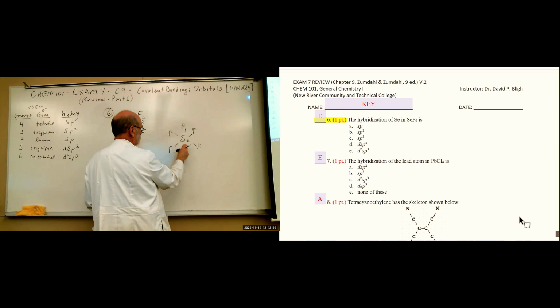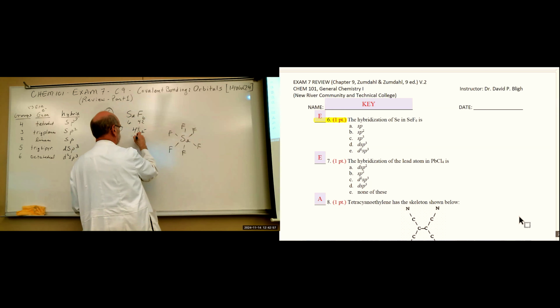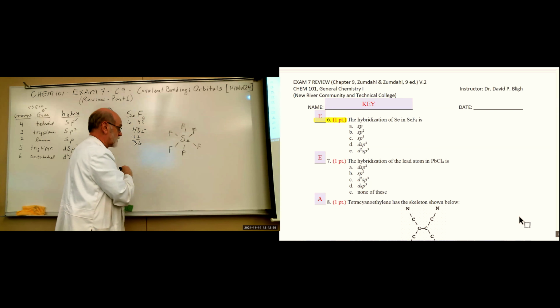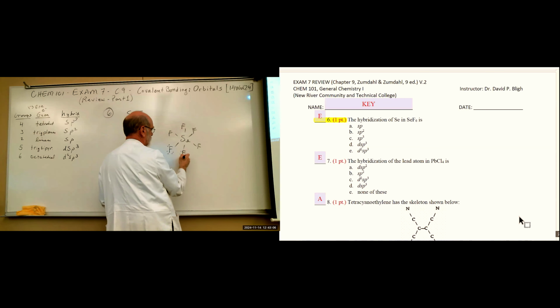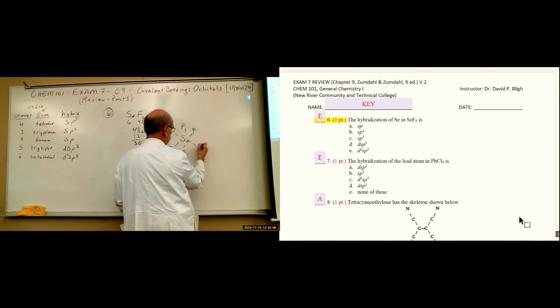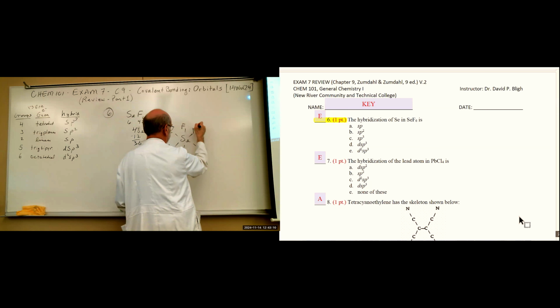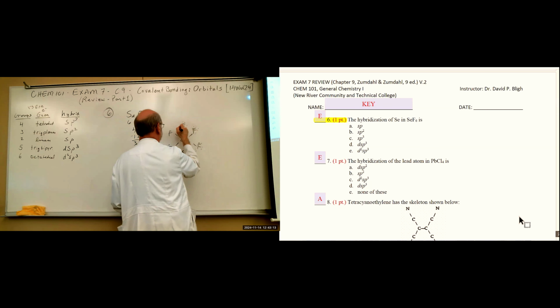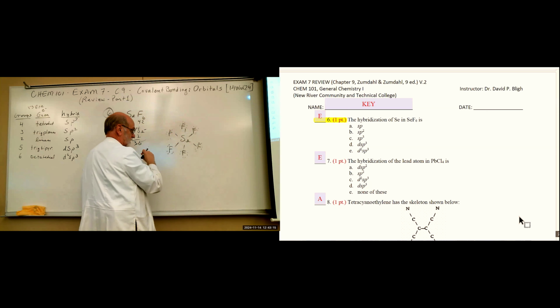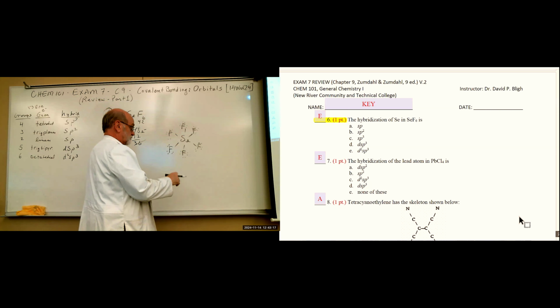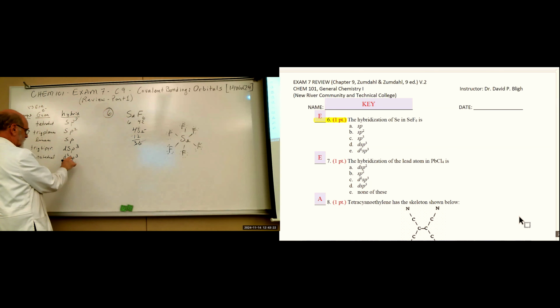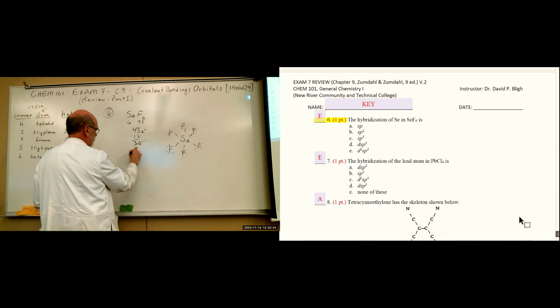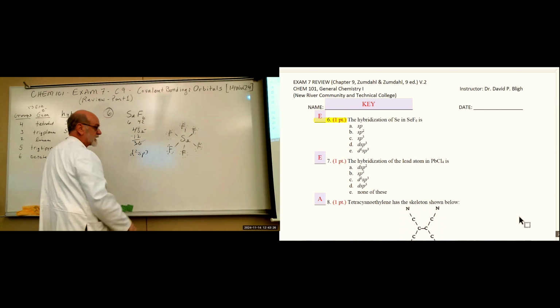Okay. 2, 4, 6, 8, 10, 12. Means 36 electrons left over. If we put 6 around each one of these fluorines times 6, that's 36. And that accounts for all of our electrons. Now we've got 1, 2, 3, 4, 5, 6 groups, which means d2sp3. It is octahedral.